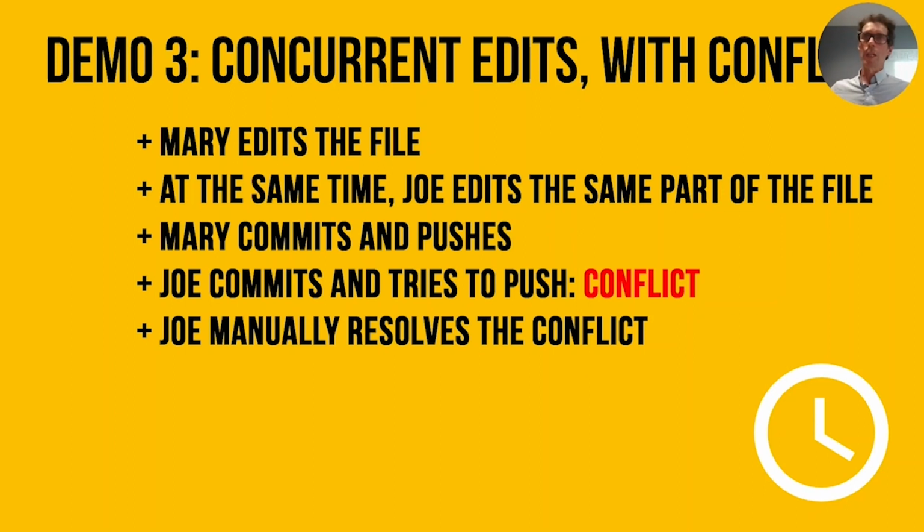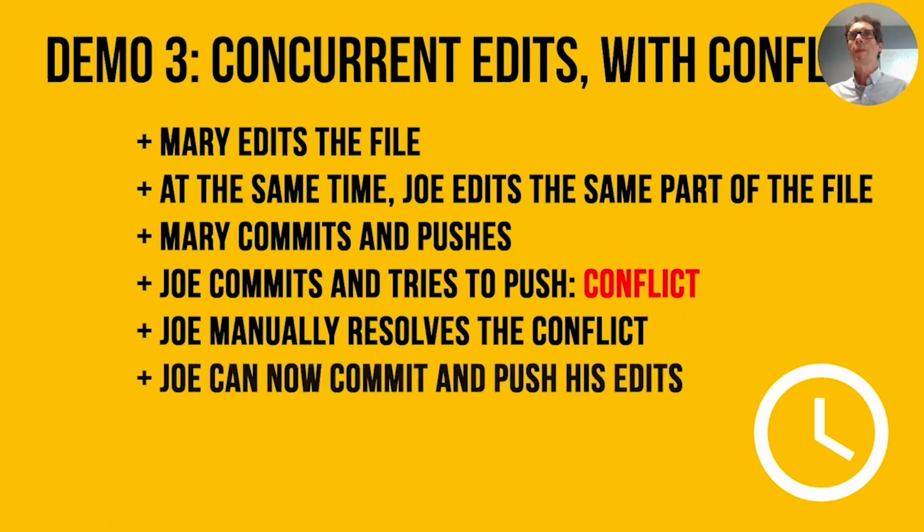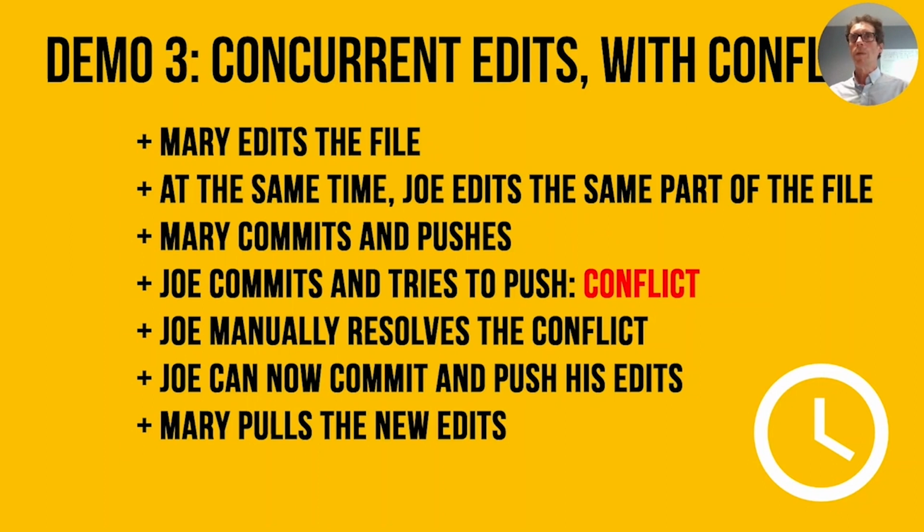Now, usually you discuss it with your team members because you've both edited the same line of a file, right? You've got to decide which of the edits you actually want to keep. Git can't make that decision for you. Joe manually edits that in the file. Now he can commit his work, push the edits back to GitHub. Mary can pull those edits and the team will be in sync.